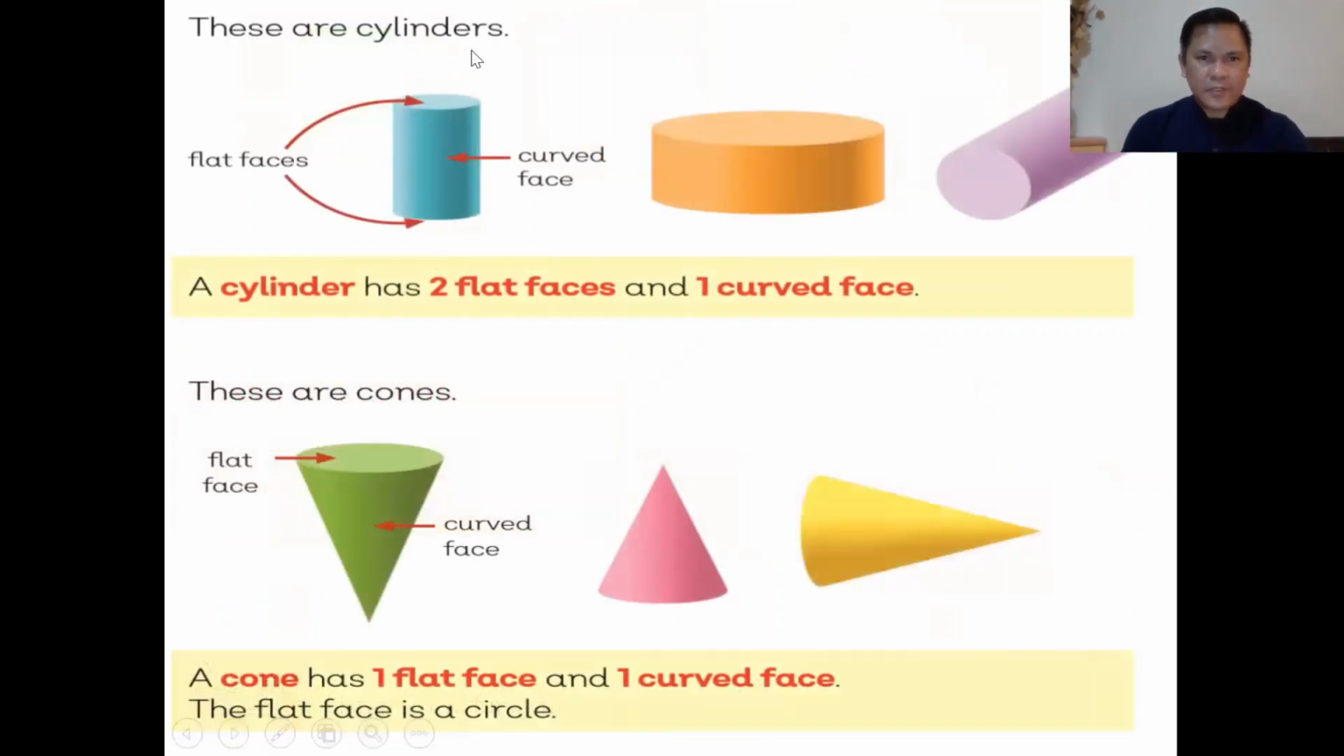Okay, these are cylinders. The flat faces are from the top to the bottom, those are the flat faces. And they have a curved face. A cylinder has 2 flat faces and 1 curved face. These are cones. A cone has one flat face and one curved face. The flat face is a circle. We call it a flat face.